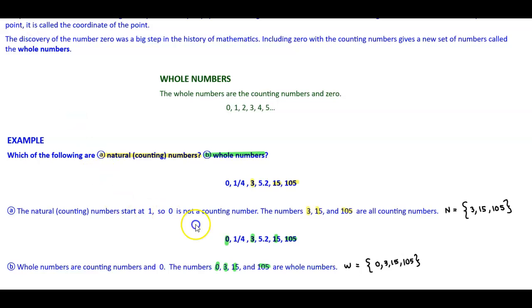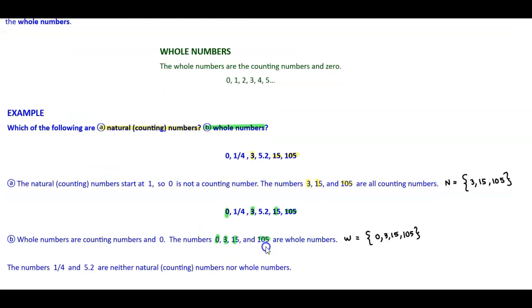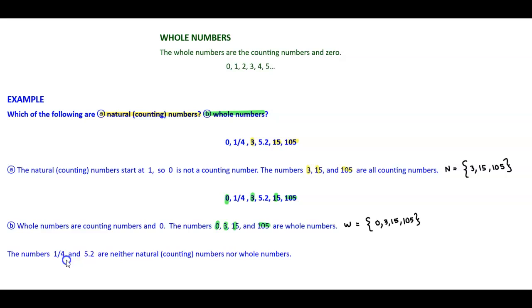Now what about the 1/4 and the 5.2? Well, the numbers 1/4, which is a fraction, and 5.2, which is a decimal, are neither a natural counting number nor a whole number.